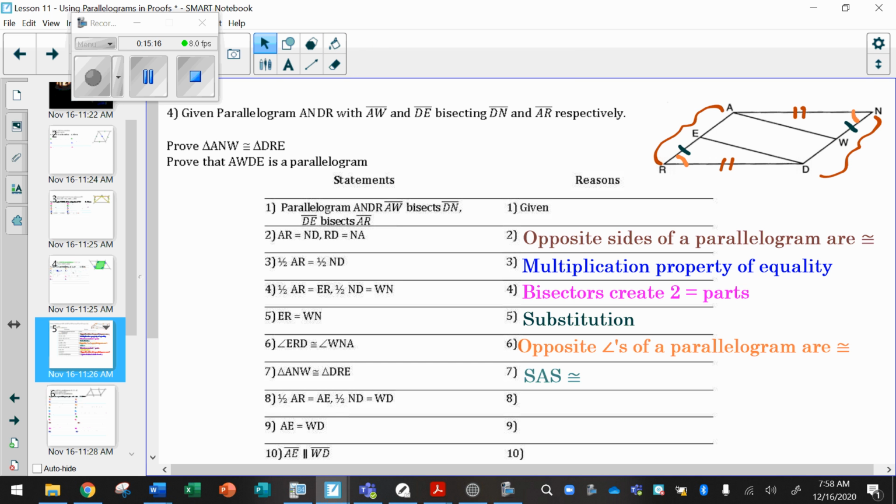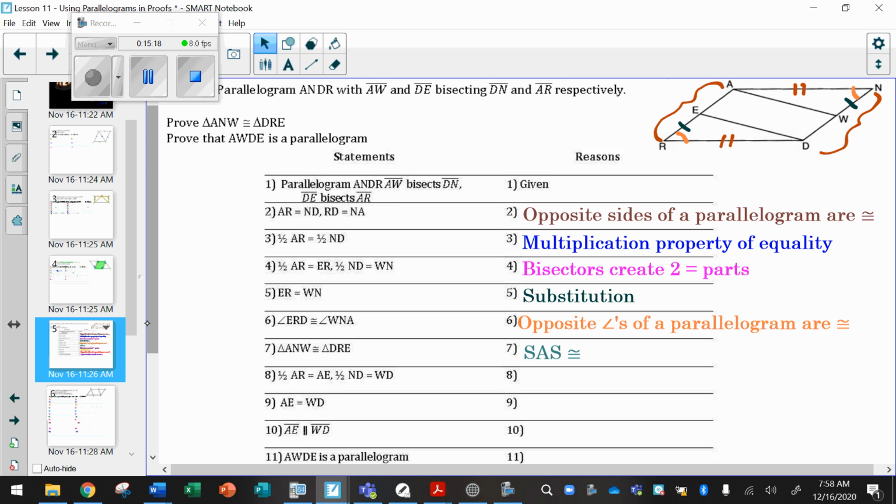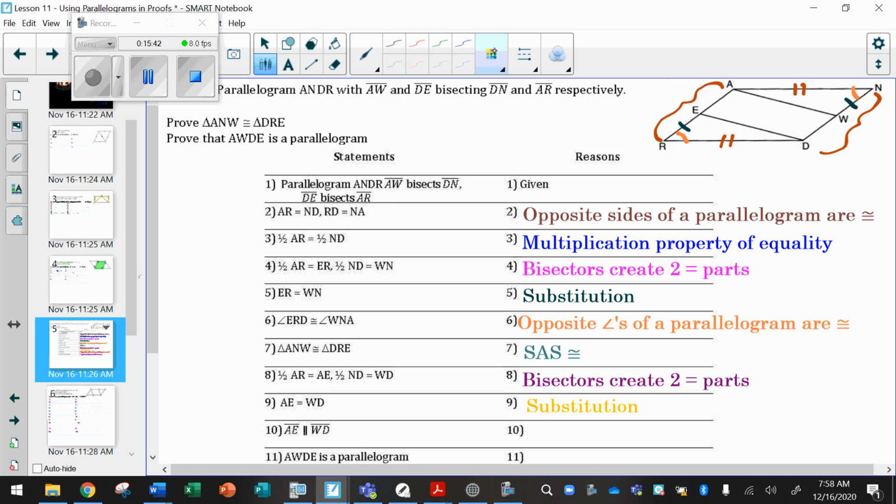Now we are on to step 8. Half of AR is congruent to AE, and half of ND is congruent to WD. That's the same thing as what we did up there in step 4. We're now just using the other halves, the other parts. And then AE equals WD would be substitution again. So let's label that AE equals WD.